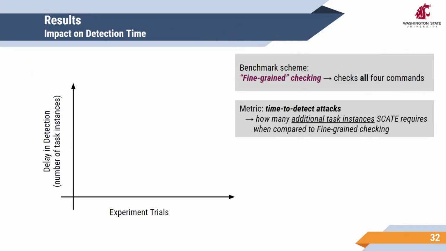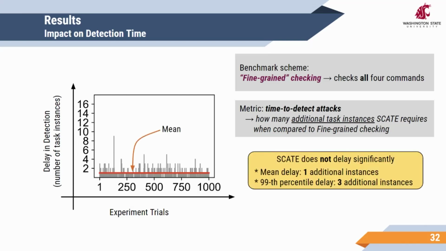We consider three cases. We compare SCADE with another approach called fine-grained checking, where we check all the commands, but again it comes with a cost because it will increase the delay. So what we are showing here in the Y dimension is the delay of detecting the actuation intrusions. Say we are checking some commands, but the attacker compromised some other commands.